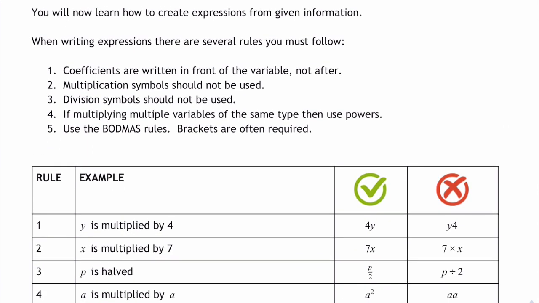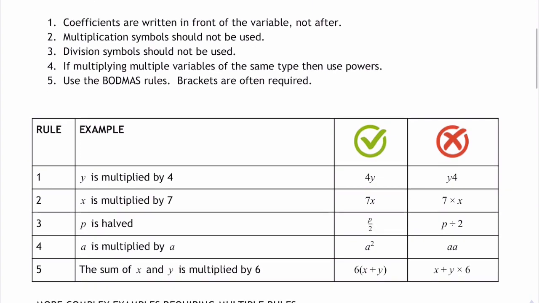Now, these are not in any particular order. They're just general rules for algebra. Number 1, we write coefficients in front of the variable, not after. 2, we don't use multiplication symbols, and 3, we don't use division symbols. For number 4, if we're multiplying 2 terms with the same letters, for example an A and an A, we don't write AA, we write A squared. And then we've got to use the BODMAS rules, and brackets are often required.